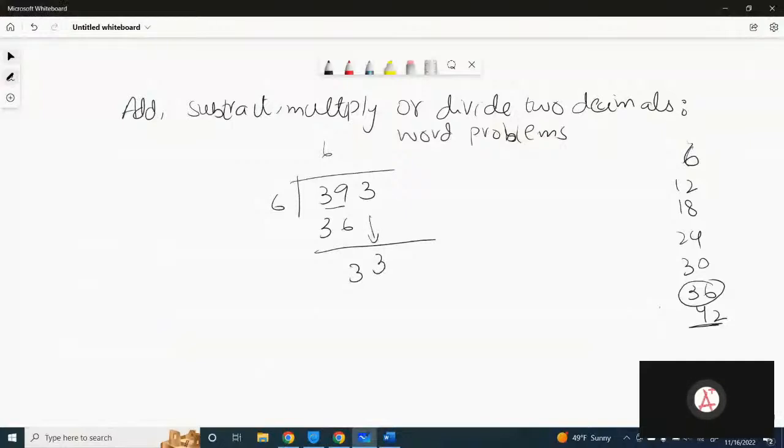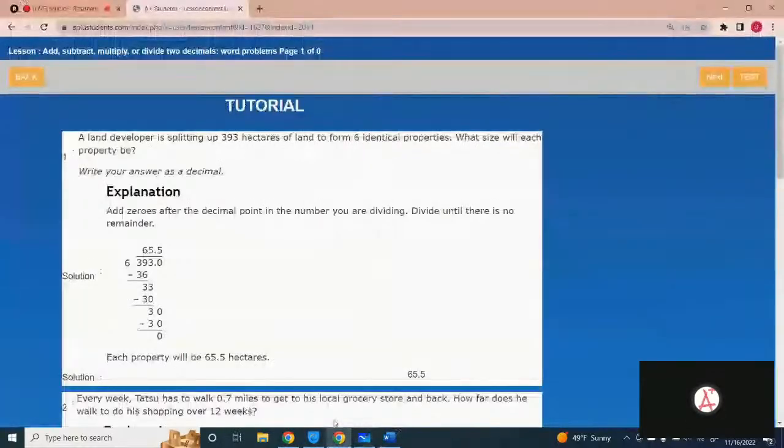Got it? Now we can count 6 times 5 is 30. When we subtract 33, subtract 30 is 3. Just put a decimal point over here and add a 0 over it. So it would be 6 times 5 is 30. Got it? Now you have the answer 0. That means 65.5 hectares for one of the properties. Got it? For each property you have 65.5 hectares of the identical property. Yes, each property will be 65.5 hectares.